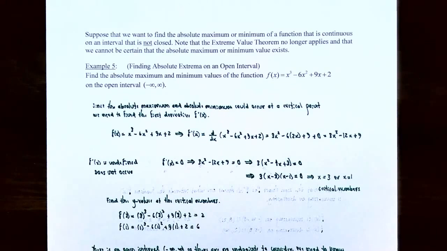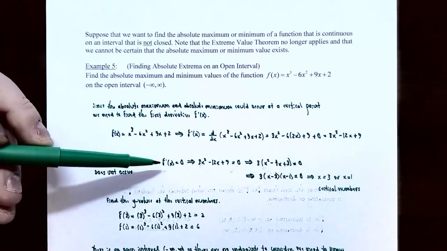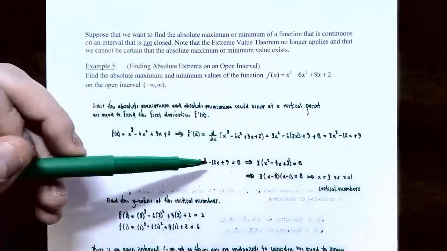Notice that the derivative is a polynomial function, so f prime of x is never undefined, but we could have the slope of the tangent line be 0, and that is also a critical number. So f prime of x equals 0 gives you an equation to solve for x. 3x squared subtract 12x plus 9 equals 0.